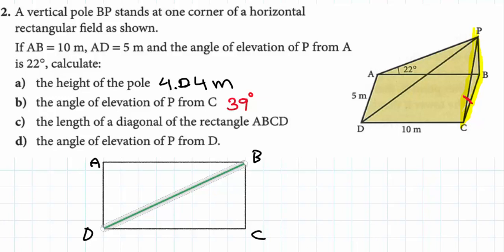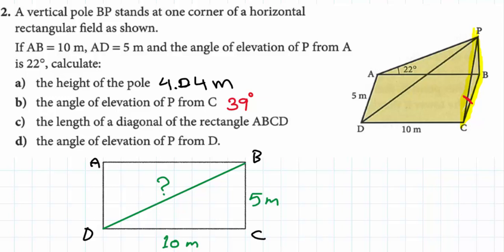So let's do it. Now to find this diagonal, let's see what we have. DC is 10 meters and BC is 5 meters. We need to find the length of this diagonal. Is there any angle? No. So is there a right angle?